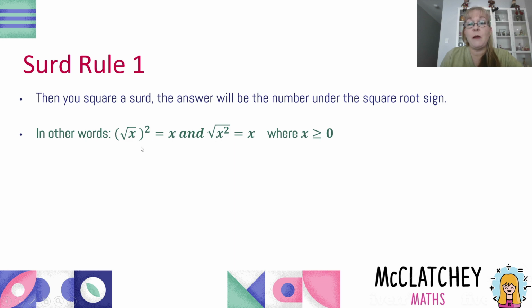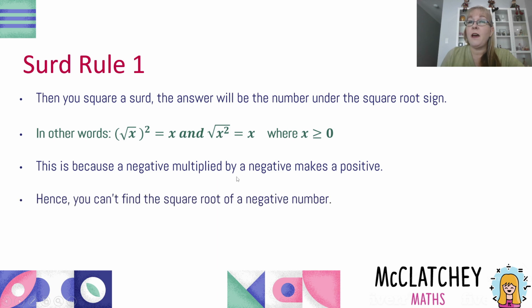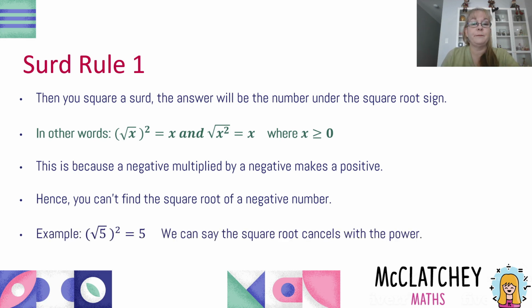Another way of expressing that without the brackets is the square root of x squared. The square root sign is cancelled out by the squared sign and it's simply x. Now this only happens where x is greater than or equal to 0. We don't, in this series, have negative numbers under square root signs, so they will not be surds. So that's why this always needs to be greater than or equal to 0. You can't find the square root of a negative number. That's just something to be aware of.